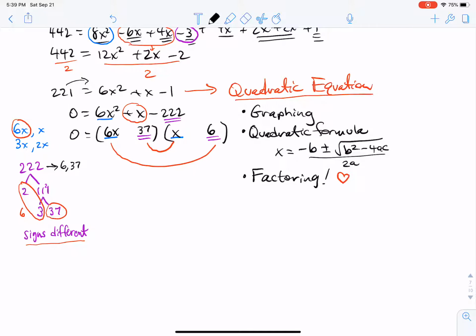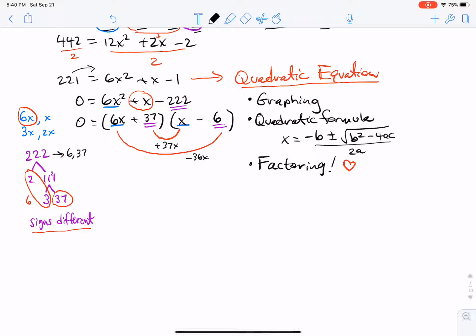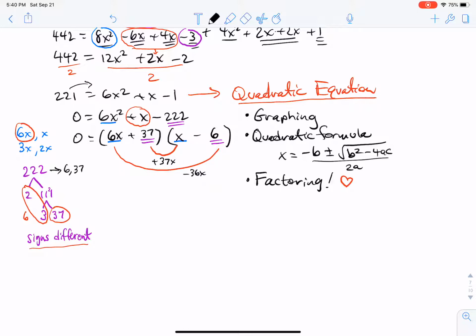And now let's finish out our FOILing. Our inside terms are 37x. And our outside terms, 6 times 6, give us 36x's. And if we subtract them, we'll get that 1x. Since it's positive, that means our bigger number, 37, has to be positive. And our smaller number, 36, has to be negative, which means that the second 6 here has to be negative. All right, so we have factored this thing out completely.